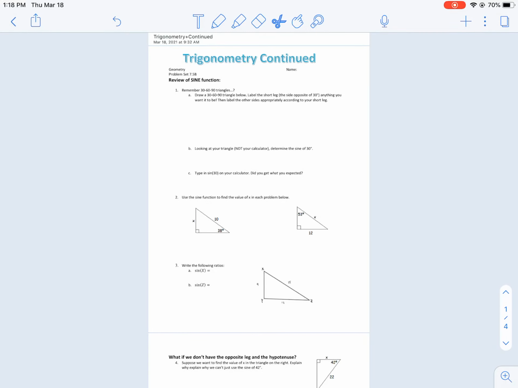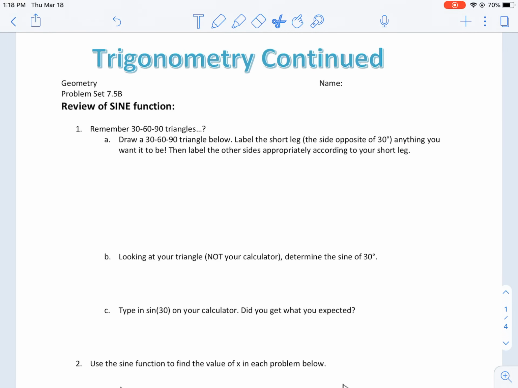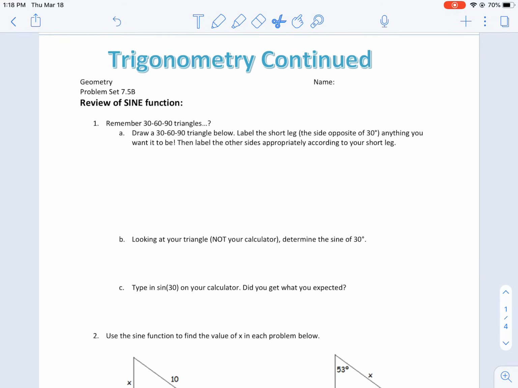Hey everyone, this is going to be the second part to the trigonometry lesson, trigonometry continued.